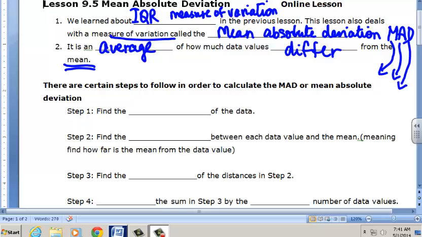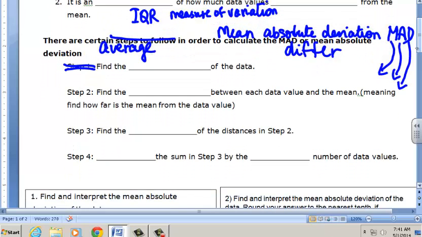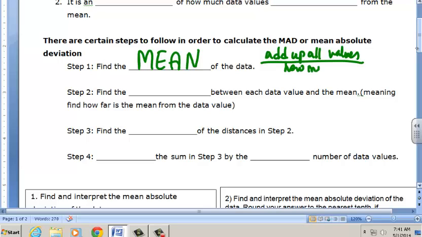There are 4 steps you have to follow in order to find the mean absolute deviation, and if you follow these 4 steps, that's the whole lesson. And it's not that hard. It just needs a little bit of patience and focus. So first we have to find the mean of the entire data, and we all know how to find the mean. You add up all the values and divide by how many values there are. We all know this, right?